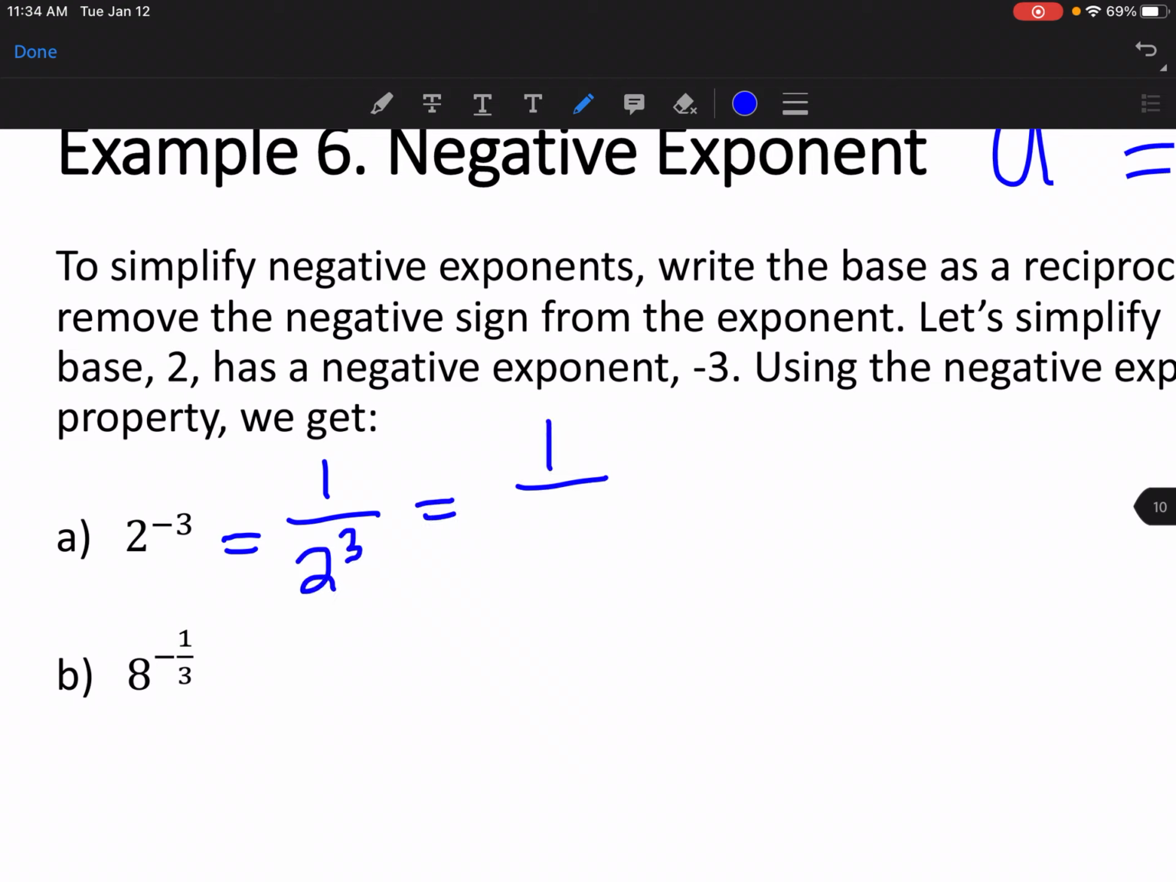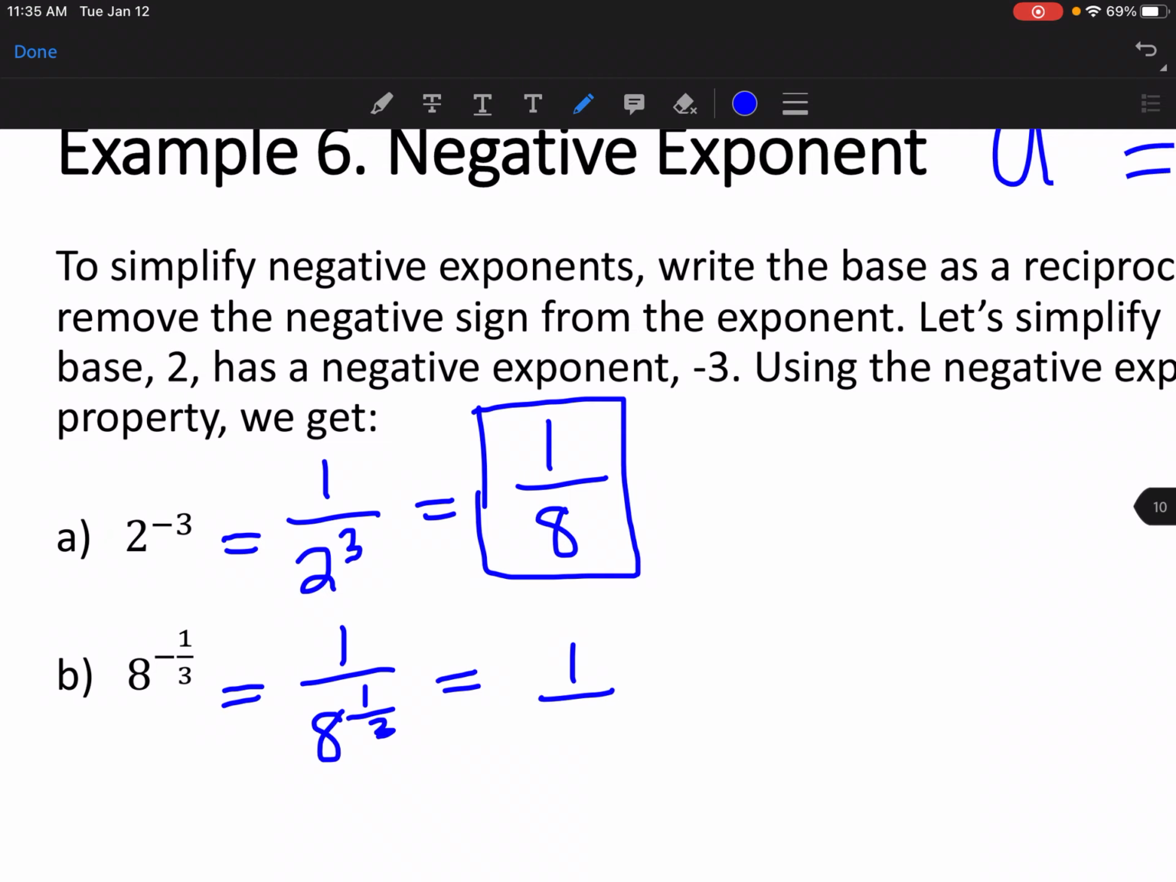And then we know that 2 to the 3rd is 8. So this is 1 over 8. And then similarly with the next example, if I have 8 to the negative 1/3, then we can rewrite this as 1 over 8 to the 1/3. And then what is 8 to the 1/3? That is 2. So this is equal to 1/2.